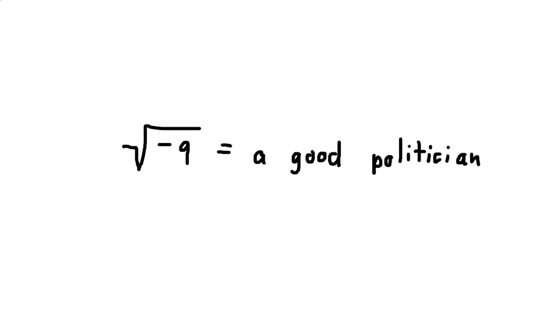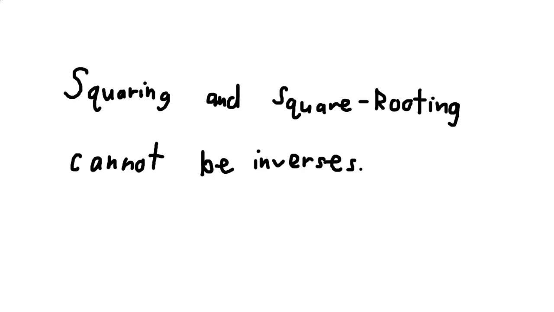As you can see, in both cases, we do not get one answer, but rather 2 or 0 answers. And since the number of answers is different for a square root than for squaring, they cannot be inverse operations of one another. And that's sad.